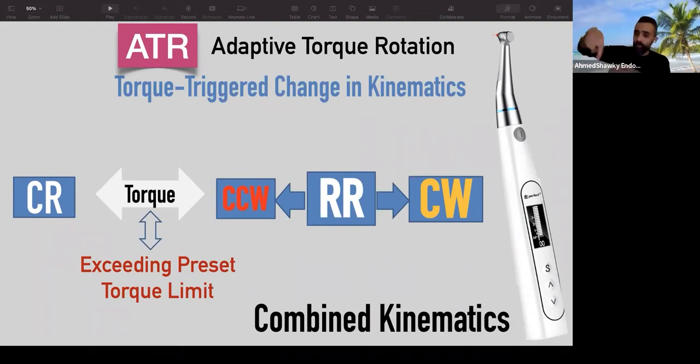So the file is rotating and then faces some difficulty, and automatically the motor will switch to reciprocation to relieve the difficult area and then again completes the rotation. This is very smart and it makes you go with the motion that you used to do, the continuous 360 rotation, and at the same time protects your file and your canal shape from errors.